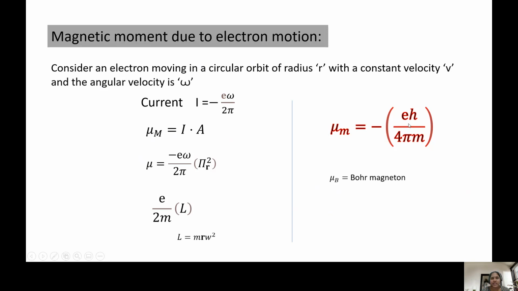Here e is the charge of the electron, h is the Planck's constant, and m is the mass. This can be written as the Bohr magneton, which is a small parameter, the small orbital magnetic moment, that is the least magnetic moment of the electrons.